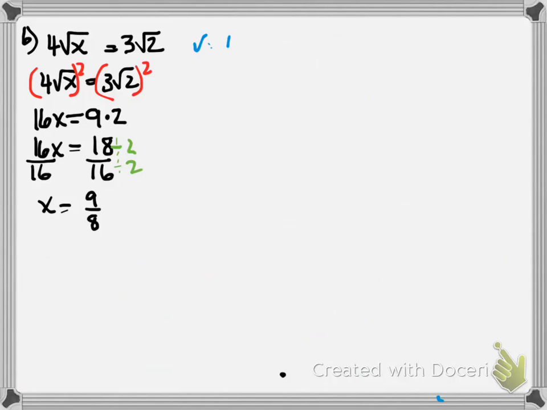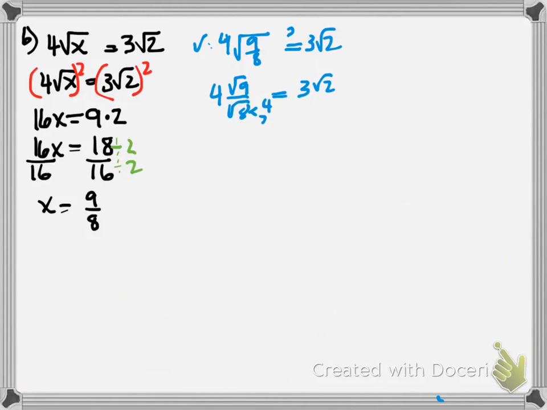4 radical 9/8, so they're both under the radical sign. Does that equal 3 radical 2? So let's see, numerator-wise, I can take the square root of 9. Square root of 8, I'm going to have to simplify. Square root of 8 is 4 times 2, and I'll have to try to take the square root of both of those. So in the numerator, square root of 9 is 3. In the denominator, I have 2 radical 2.